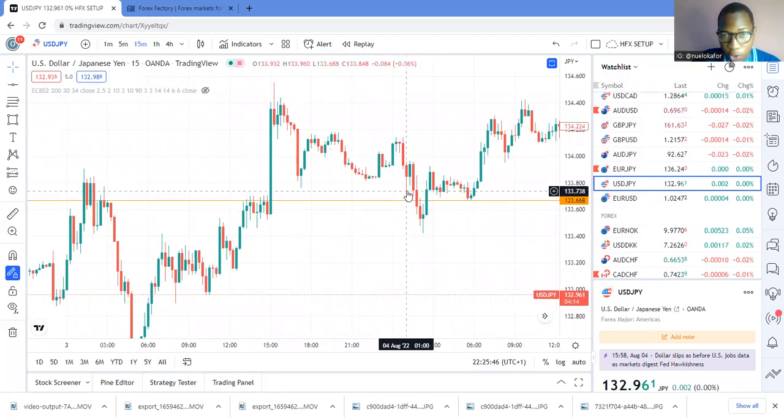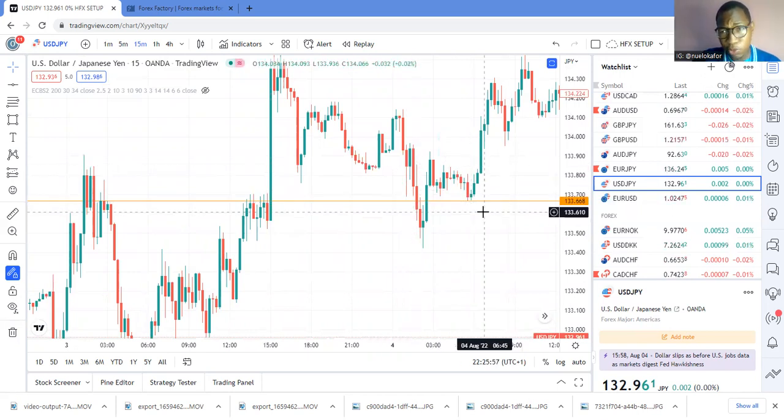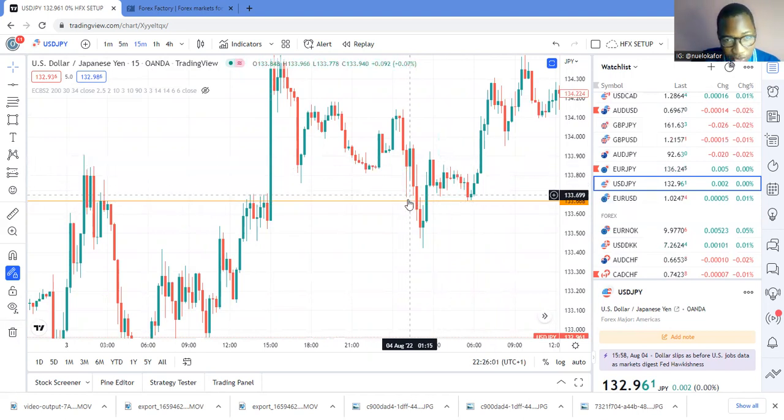When it came down, you'd see it came pretty close. It didn't quite touch, but strongly rejected, right? If you took it at our exact price we are looking for here, this one might have been a loss, but it's okay, right? It's trading, it happens. But you can see it came pretty close.